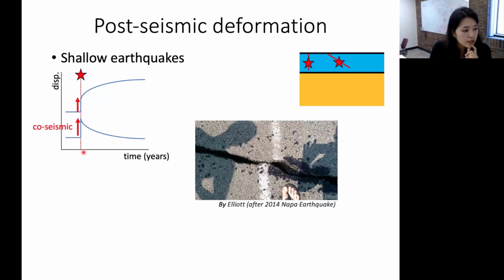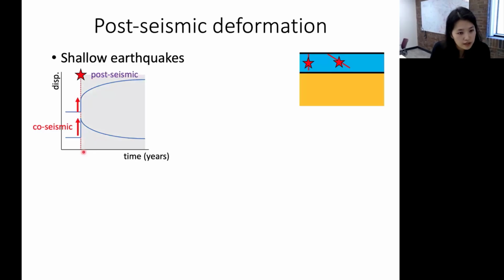Now, this coseismic displacement is followed by time-dependent deformation, and that's what we call postseismic deformation. One of the major mechanisms that cause postseismic deformation is viscoelastic relaxation, and that depends upon the viscosity structure of the mantle close to the earthquake. If you think of those shallow earthquakes, you can use this postseismic deformation observation to study the viscosity structure of the shallow mantle.